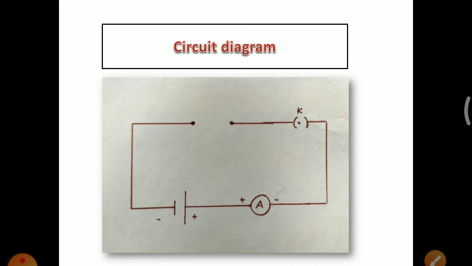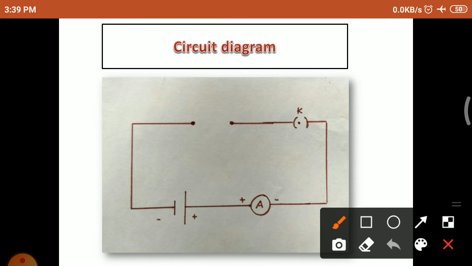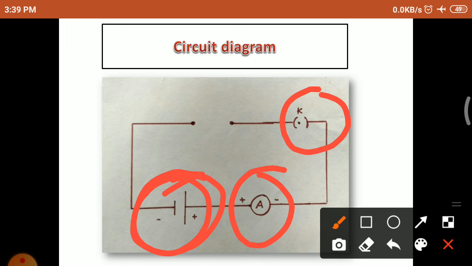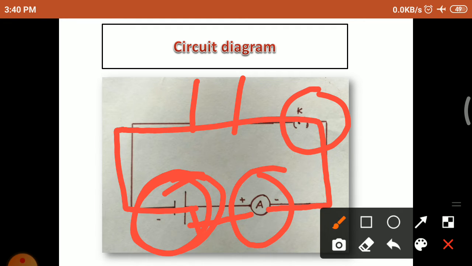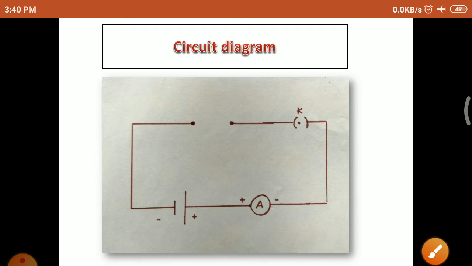This is a circuit diagram. Look at this circuit diagram. Here I took a cell, an ammeter, a key, and I left some gap. The positive terminal of the battery is connected to the positive terminal of the ammeter. The negative terminal of the ammeter is connected to the negative terminal of the battery. So this is the circuit diagram.